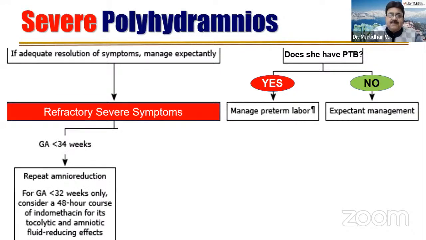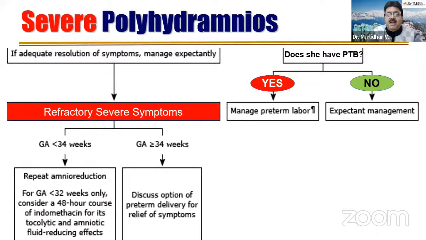If she's less than 34 weeks, maybe you need to wait for some more time for a steroid prophylaxis. You can repeat amnio reduction. And if she's less than 32 weeks, then you have to definitely consider a short course of indomethacin for tocolysis purpose and amniotic fluid reducing effects, both. On the other hand, if she's more than 34 weeks, then what are you waiting for? Discuss the options of preterm delivery for relief of symptoms in a setup where you have a very good NICU. Now, most of them are able to handle a 34-week baby successfully.